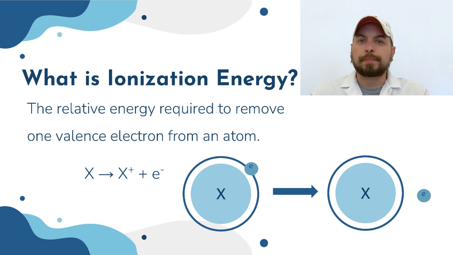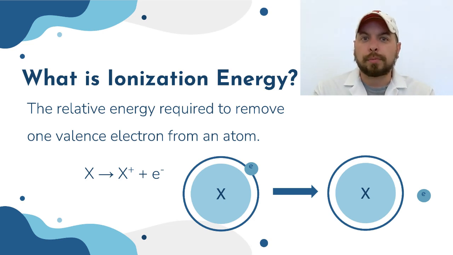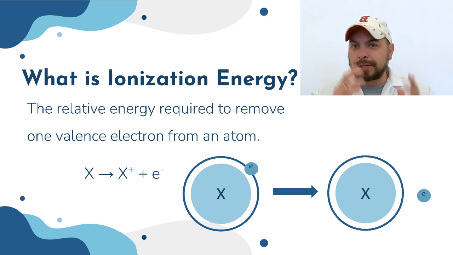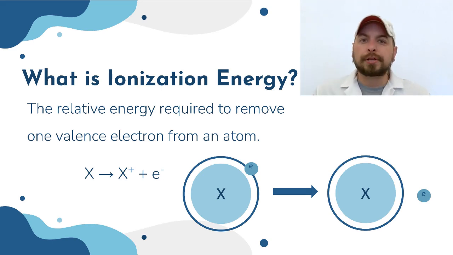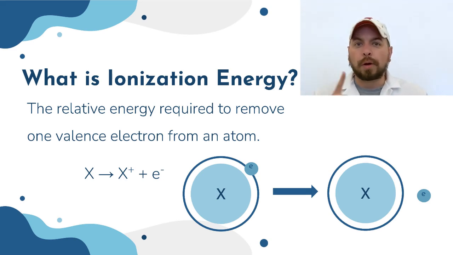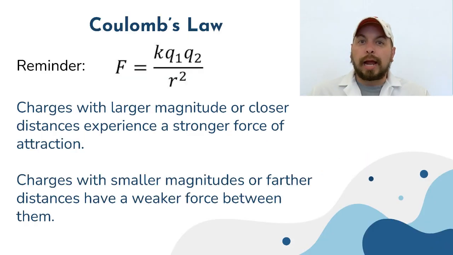Let's start with just a basic definition of ionization energy. Ionization energy is the removal of an electron from the gaseous state of an atom. So you've got an atom all by itself. It's in its gaseous state. How much energy does it take to rip away one electron from the valence shell? That's ionization energy. As with any periodic table trend, ionization energy is going to be predicated on Coulomb's law.